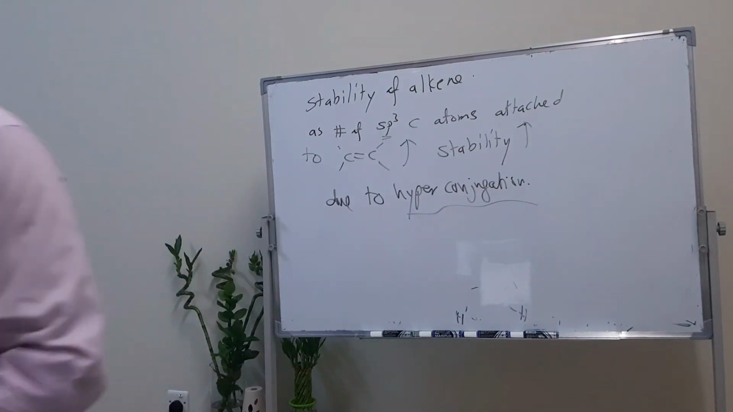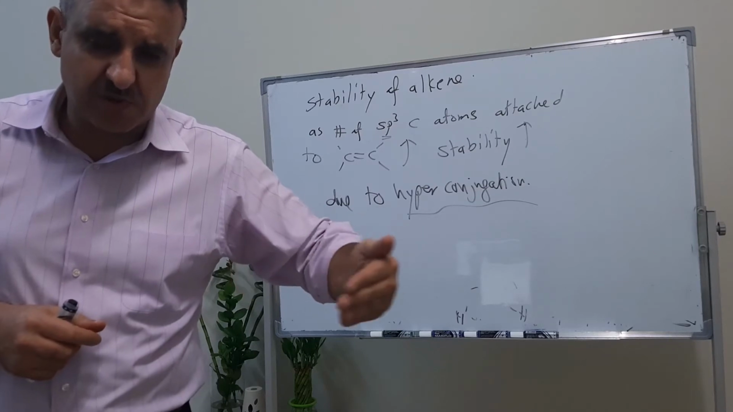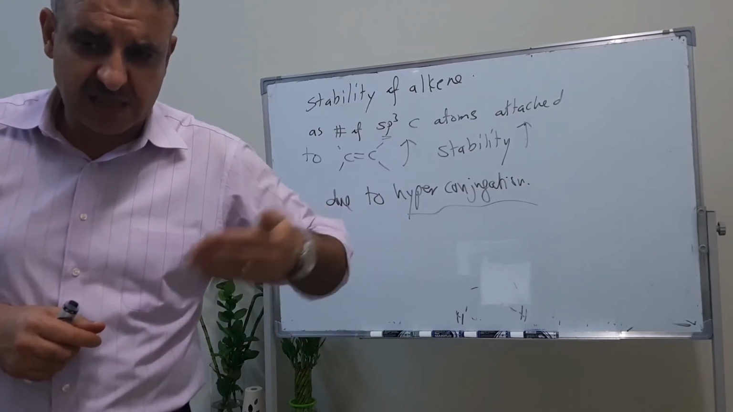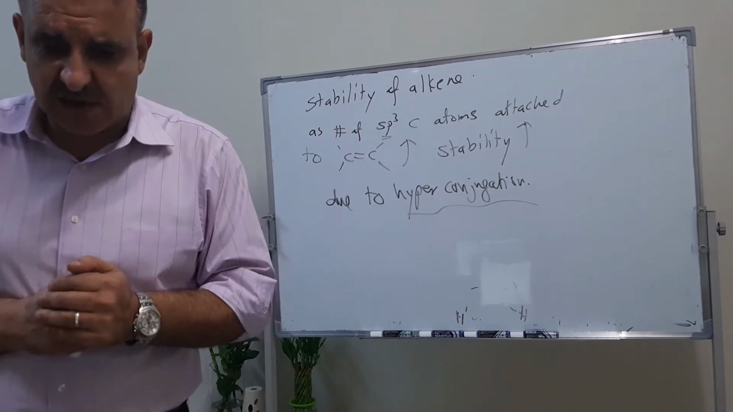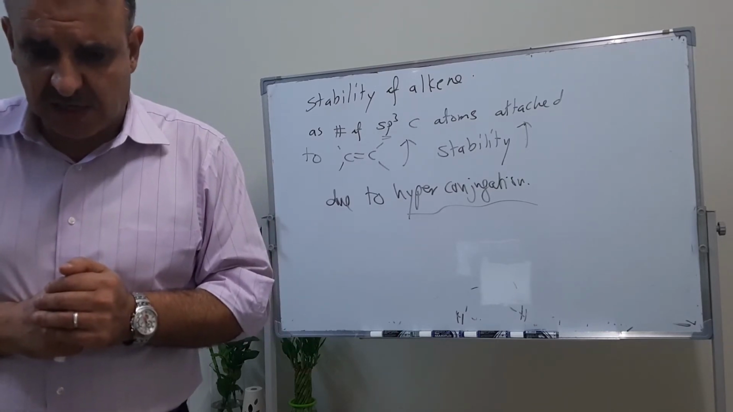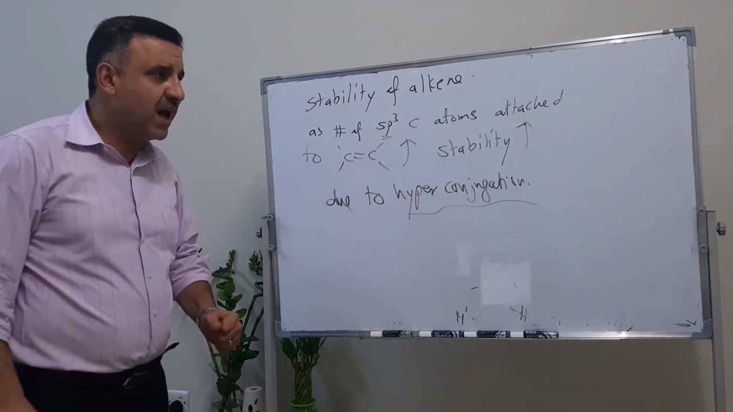Do you follow me so far? As the number of carbon atoms or sp3 carbon atoms attached to the carbon double bond carbon system increases, then the stability of the alkene will increase. And why is that? Due to something called hyperconjugation.